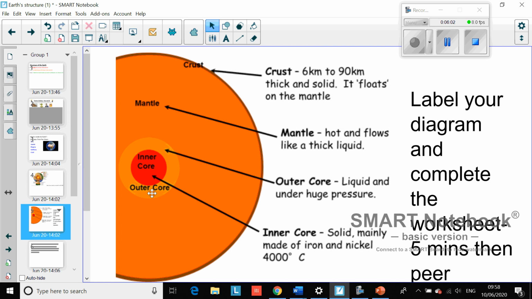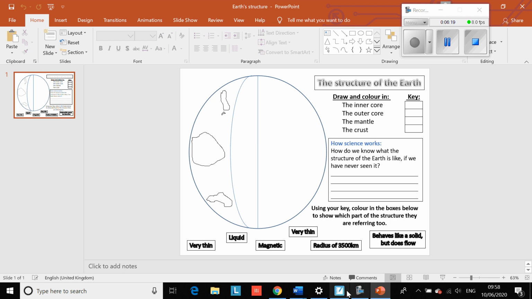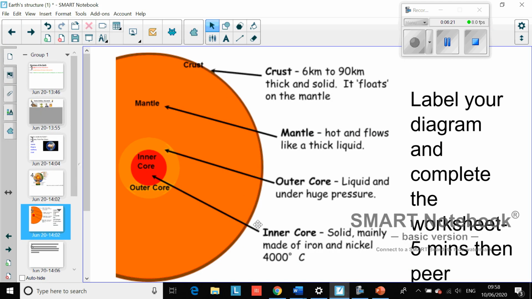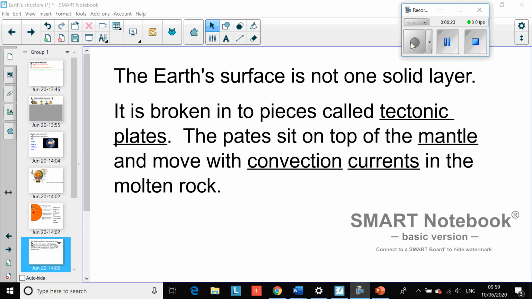But we do know it's made of iron and nickel because it creates a magnetic field that surrounds the Earth and protects us from the sun's harmful radiation. Okay, so once again, can you please pause the video and either do the sheet here or straight into your books? Off you go, please.